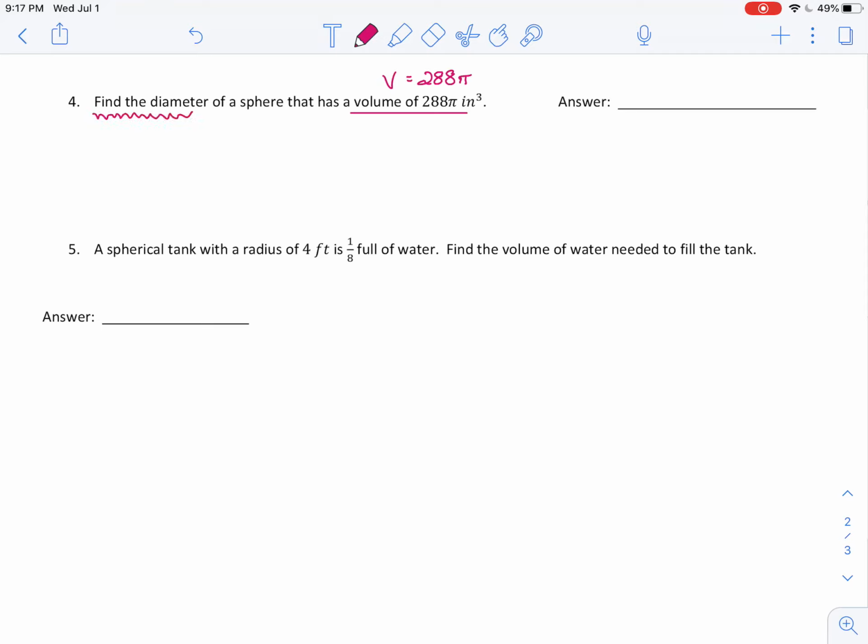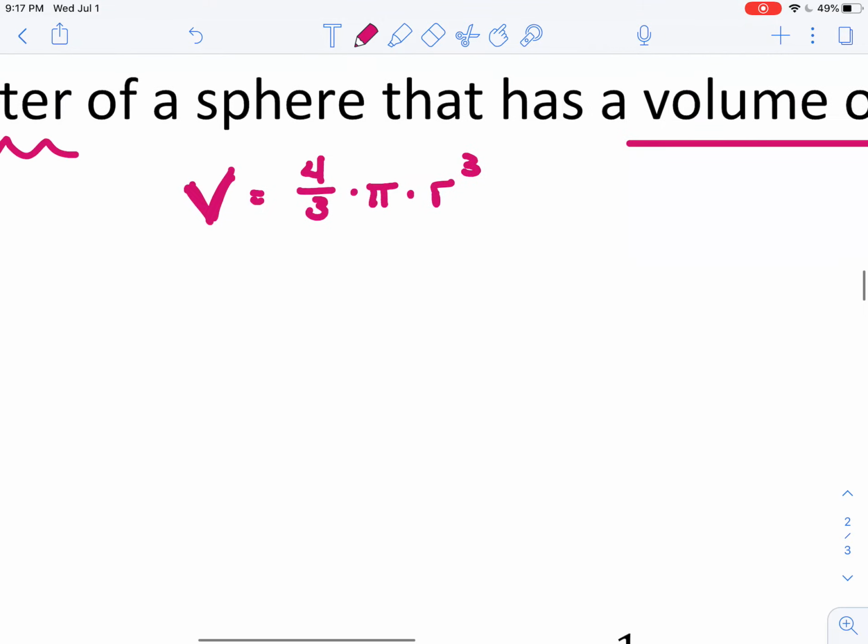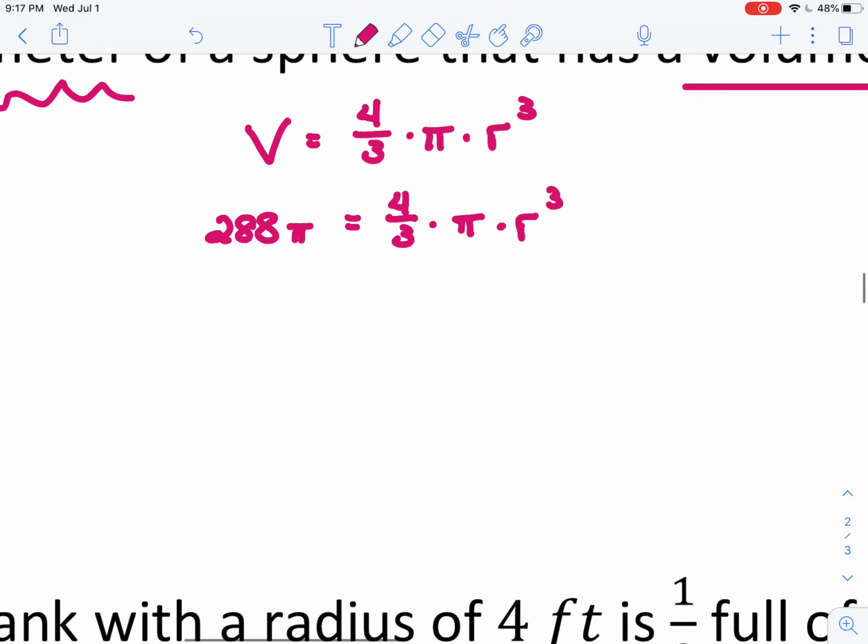So I'm going to focus on our volume formula, which is 4/3 pi r cubed. Normally we just plug in r and evaluate, but I don't know r, I know V. So I'm going to plug this 288 pi in for V. This is what we're going to solve. There's lots of different ways to solve this equation.